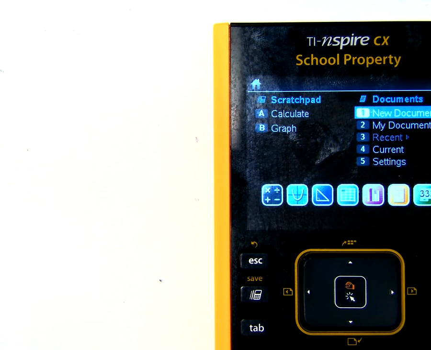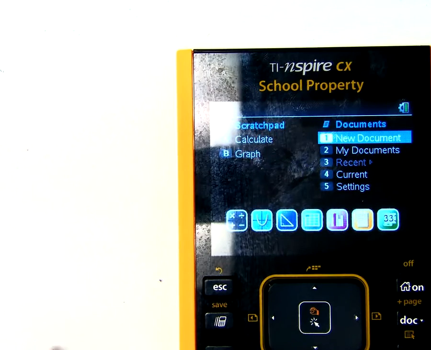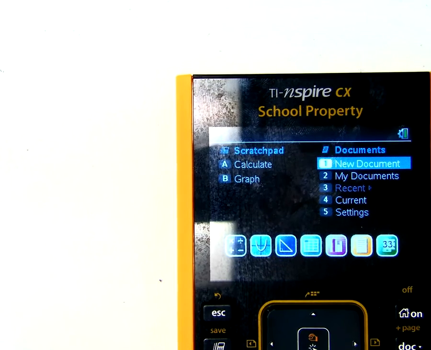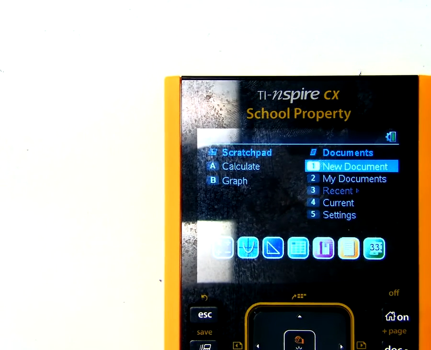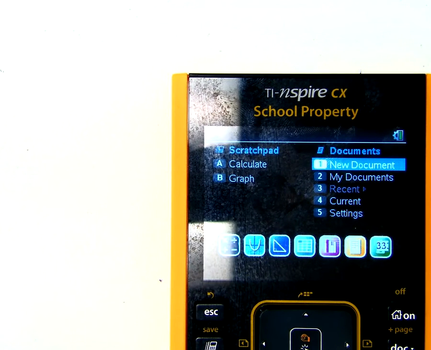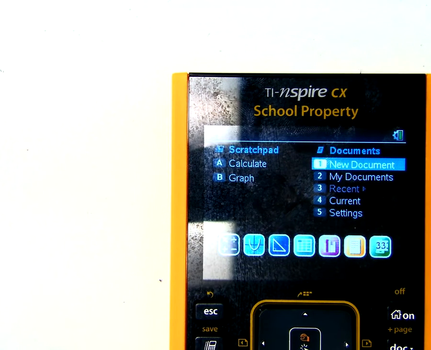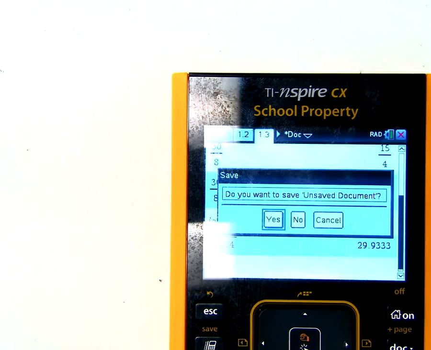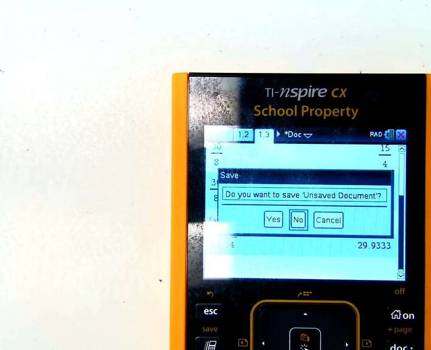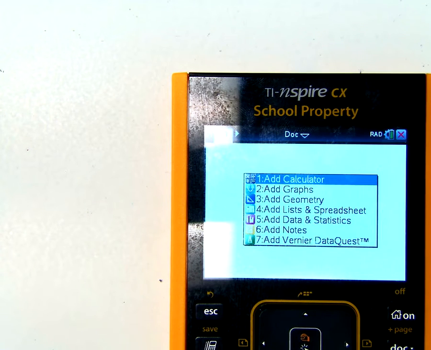So the first thing I would like to do with you today is to create a scatter plot. I'm pretty sure we're going to have to remember how to make a scatter plot. So go home. I mean, not actually home, but home on your calculator. We need a new document. So we can either press number 1 or enter, since that's highlighted right now. No, I don't want to save my old one. What kind of new document do I need?